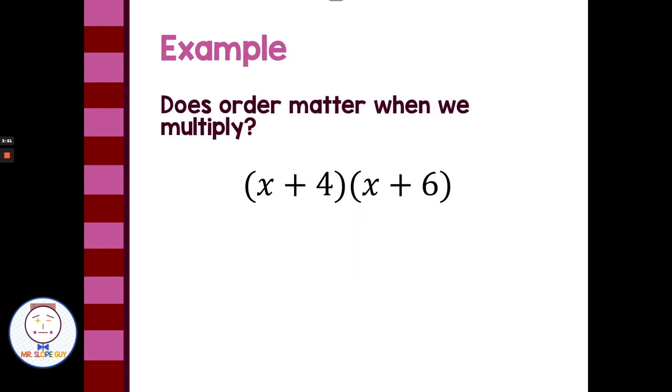All right, let's look at a new one. Oh, does order matter? When we multiply 2 times 3, we get the same answer as 3 times 2. So order doesn't matter when we multiply. So x plus 4 times x plus 6 is the same as x plus 6 times x plus 4. We would get the same answer if we multiplied that out, so those are two equivalent expressions as well. Order does not matter when you multiply.